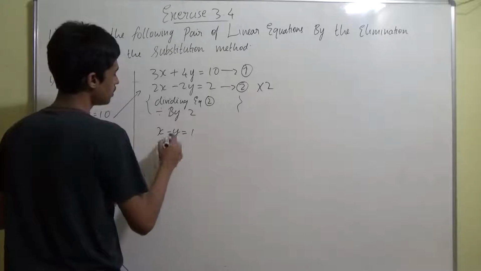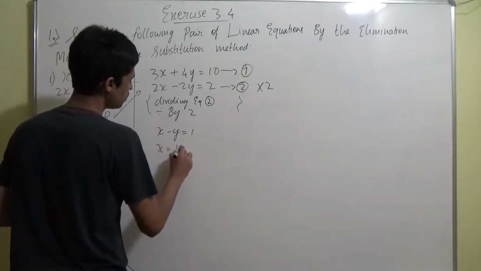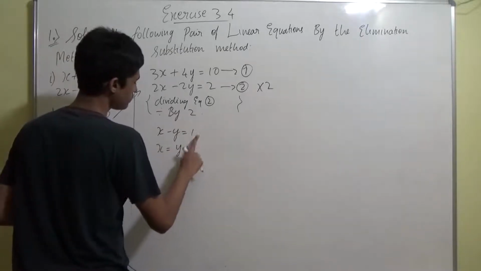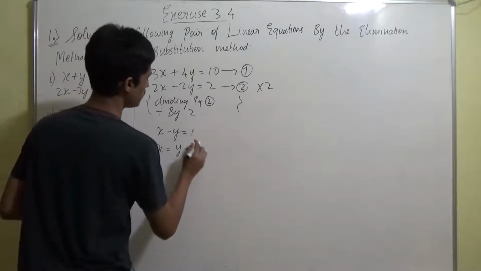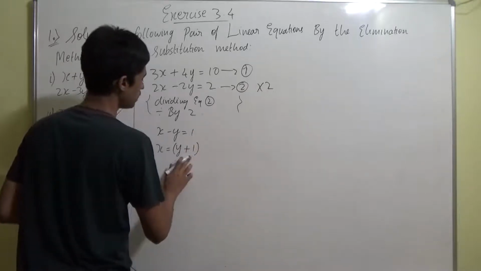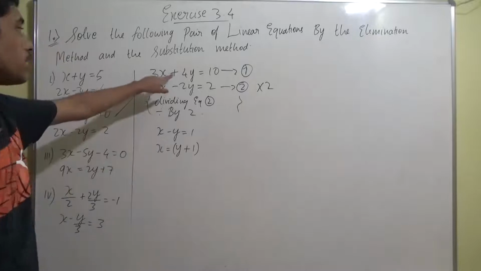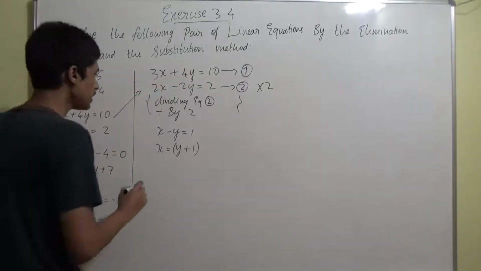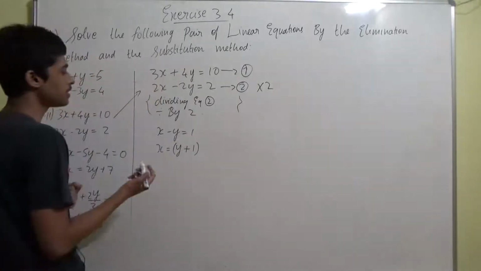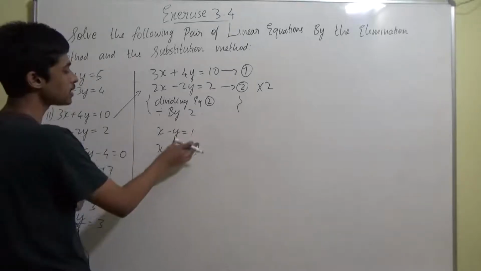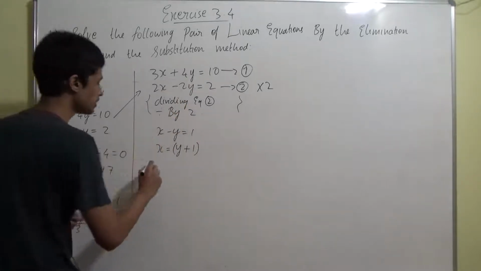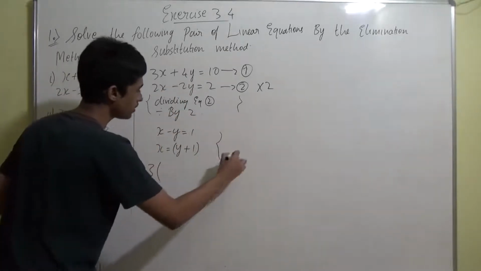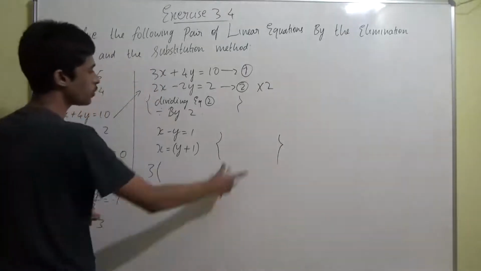Correct? So x will become equal to y plus 1. The value of x is going to be equal to y plus 1. Now this value of x you are going to substitute in equation 1. Getting it? Because that's what the substitution method is, right? You're going to substitute one variable's value in terms of the other variable into the other equation. So you have to write it here: substituting in equation 1.